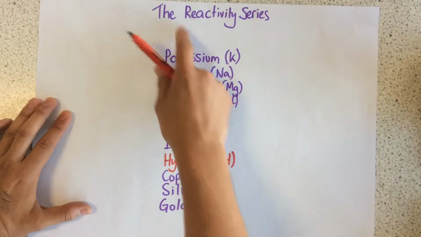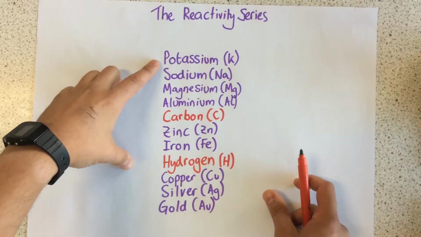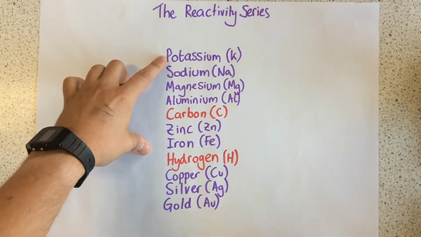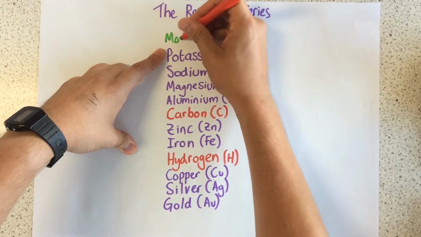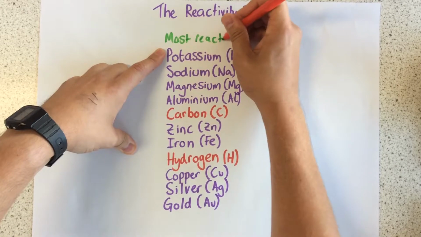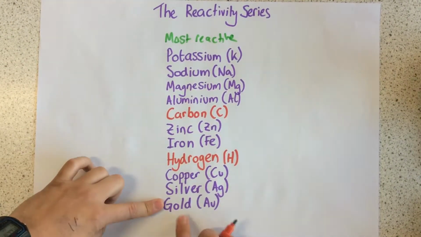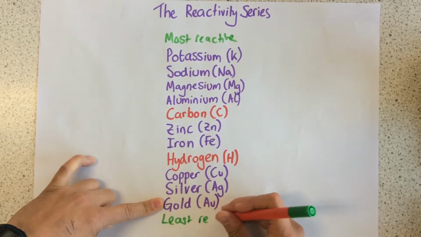Okay, today I'm going to talk to you about the Reactivity Series. Underneath is an example of the Reactivity Series. All that it is, is a list of different elements. The most reactive is at the top, and as we go down we get less and less reactive until we get down to the bottom and we have the least reactive elements near the bottom.